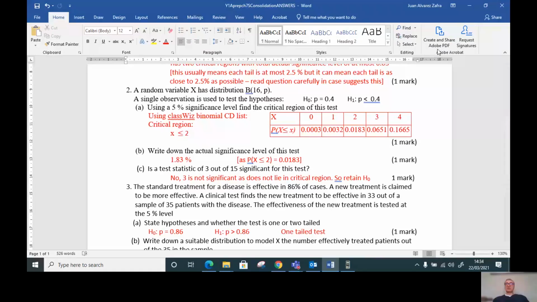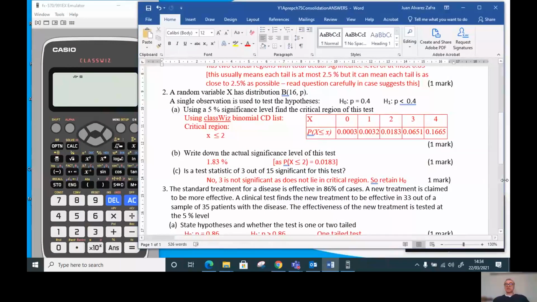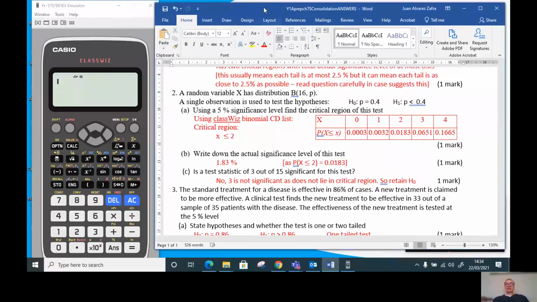Okay, so we're going to need to use the calculator for this, the ClassWiz, so I'll just make that available. And we're going to need to get a table of values that will help us to work out where the critical region is. Now, if we do n times p, which gives us the mean, 16 times 0.4 is 6.4. So p less than 0.4, we need to look to the left of 6. So 0 to 4 is about right.